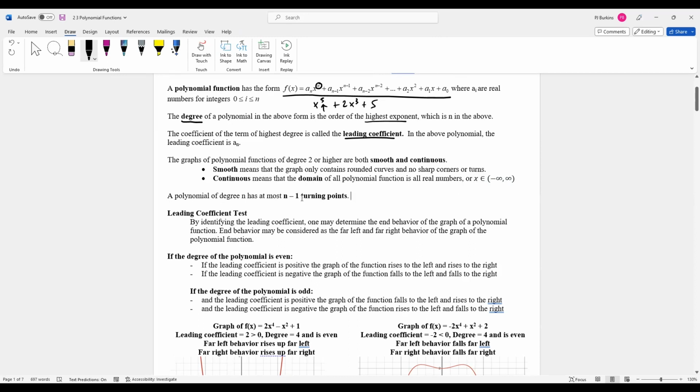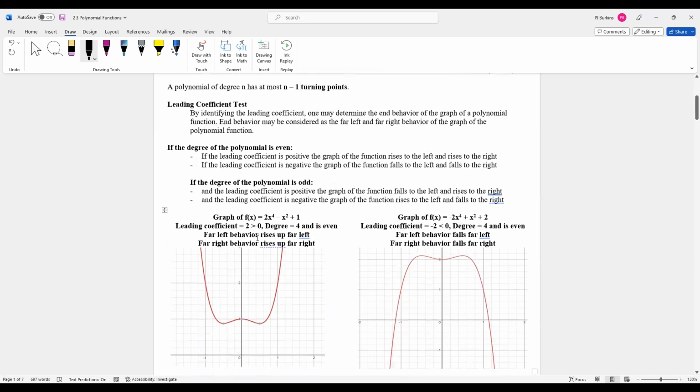How many turning points does a polynomial have? Well, that depends on, again, the degree n. The number of turning points is n minus 1. We'll come back to that later. Let's talk a little bit more about our leading coefficient.